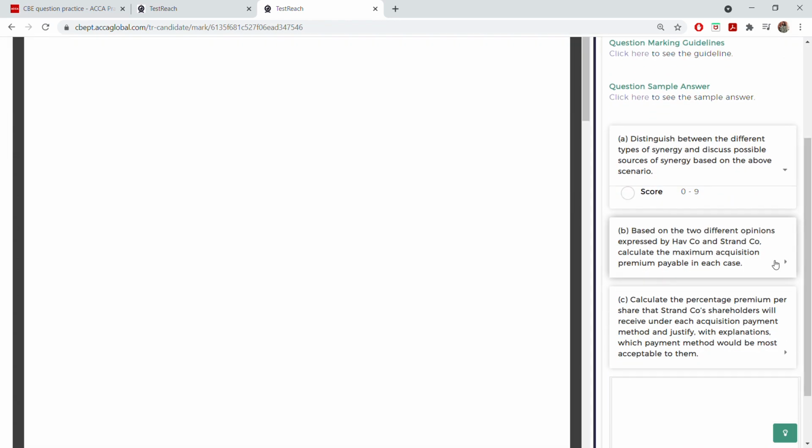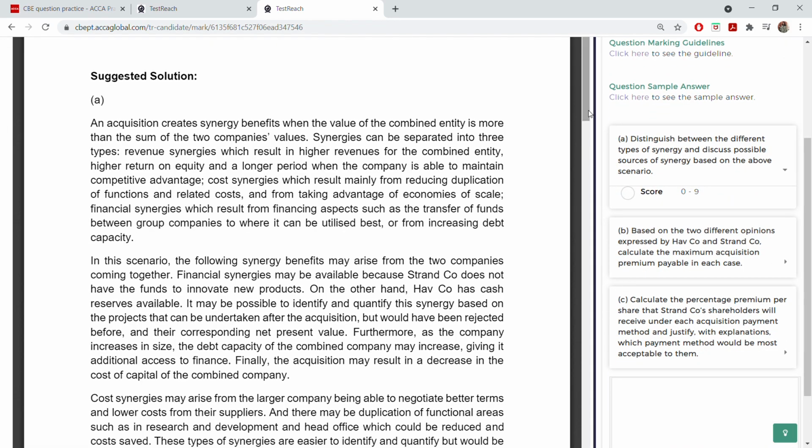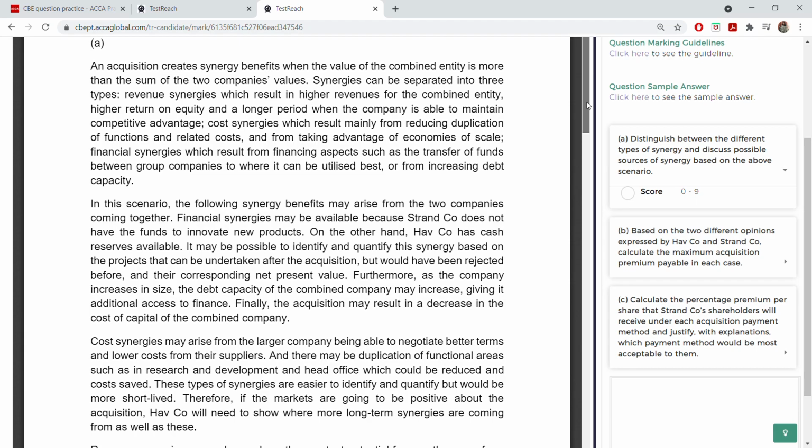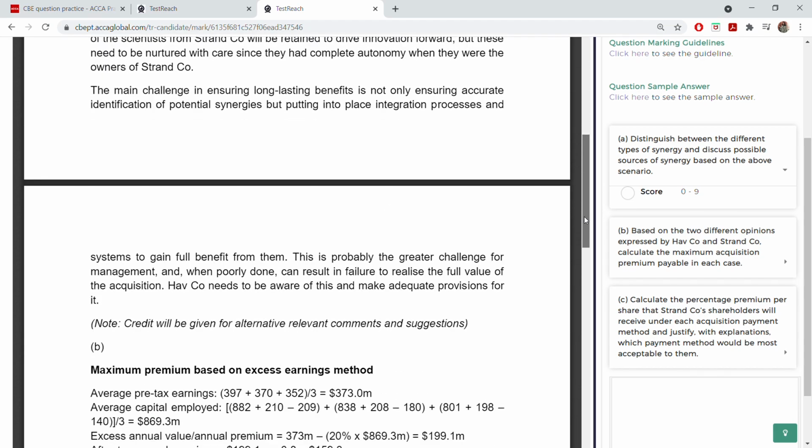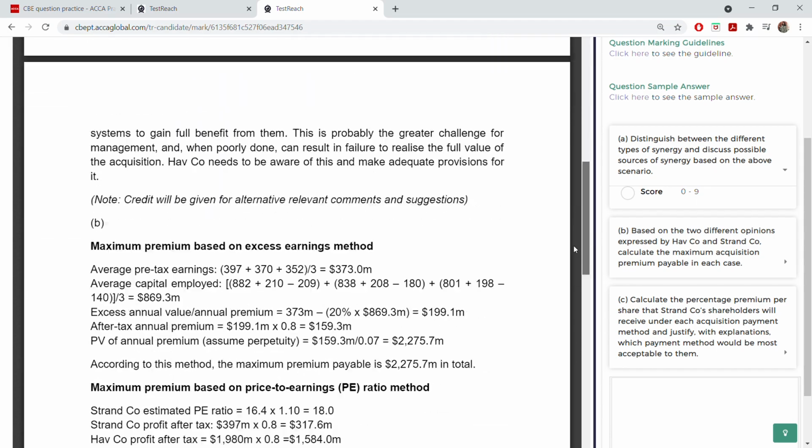And we are done. So you see this first one is for 9 marks and it is talking about all the 3 types of synergies, and you can talk about the 3 types of synergies in 3 different paragraphs. And you have to relate this to the case as well, giving examples of revenue, cost and financial synergies. Okay. So this you can use MS Word, no need to do any calculation.